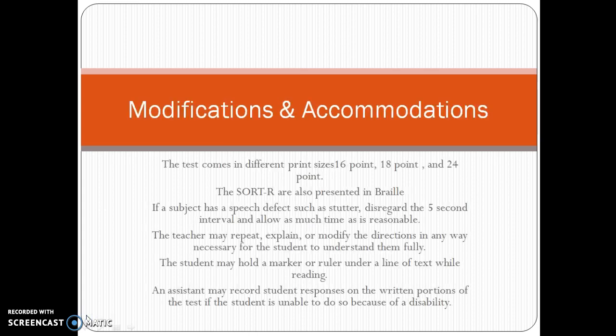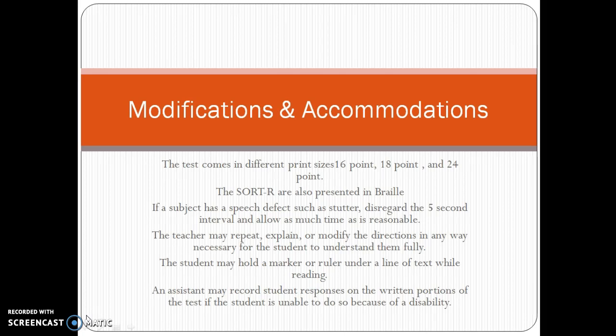The next slide is modifications and accommodations. The test comes in different prints, size 16, 18, and 24. The SORT R is also presented in Braille for those that are visually impaired. If a subject has a speech deficit, such as a stutter, you need to disregard the 5-second interval and allow as much time as is reasonable.